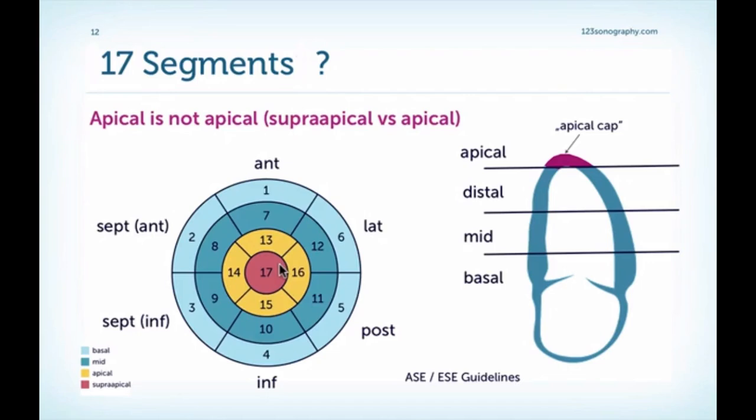The only difference to the previous model is that it has an additional segment here in the apex, the 17th segment, which corresponds to the supraapical region. Why is this model appealing? Because sometimes you have small infarcts which only involve the supraapical region. If you would use the 16-segment model, you would probably overestimate the size of the infarct. By using the 17-segment model, you can clearly demonstrate that only the supraapical region is really involved.